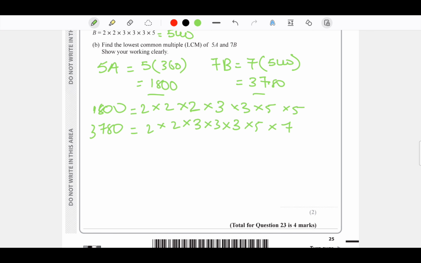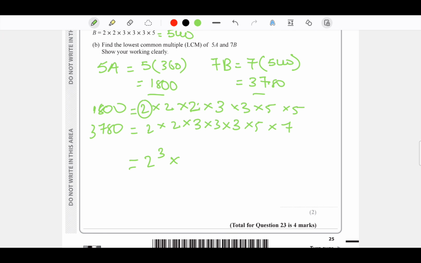Now what is the first step we have to do? We have to see what is the maximum of each value. So for 2, let's just take 2. Here for 3780 we have 2, for 1800 we have 3. So 2 to the power of 3 is the maximum.